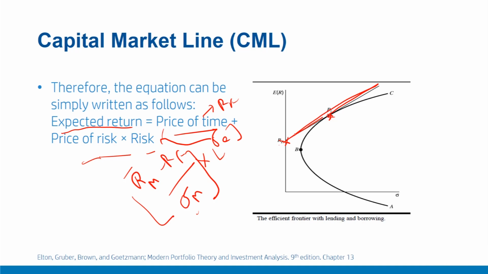For any security lying on this line, the expected return can be broken into two components. First is the price of time, which is nothing but delaying consumption or time value of money, which is represented by Rf. The second term is the price of risk, which is taking on the risk of this risky asset: Rm bar minus Rf upon sigma m, multiplied by the total risk of that efficient security. Depending upon where on this line segment you stand, you will have some value of sigma I, which is the risk of that efficient security. And this tangency line eventually becomes your capital market line.